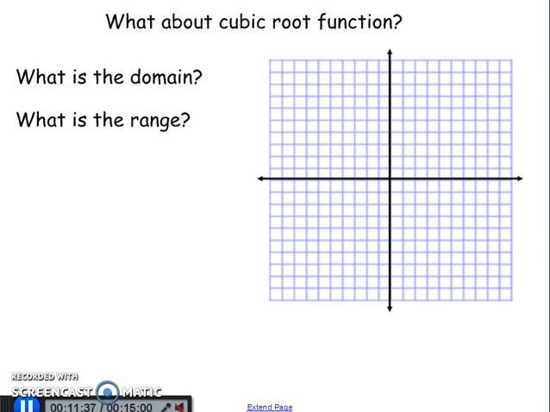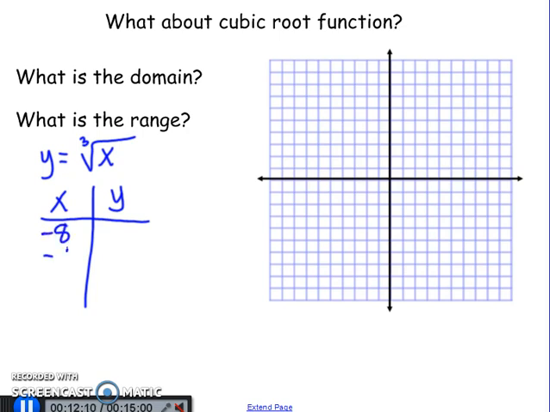Okay, so what about cubic root functions? What's the domain and what's the range? So if we look at a cubic, y equals the cubed root of x. Let's make an xy chart. Now, the thing with cube roots is that you can have negatives inside the radical, right? So when you have an even index, you have the imaginary, so you can't have negatives inside. But when you have an odd index, you can have negatives inside. So you want perfect cubes. So let's use -8, -1, 0, 1, and 8. Okay, so these are the key cubic roots or perfect cubes to think about.